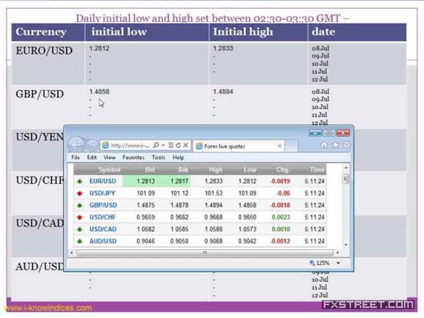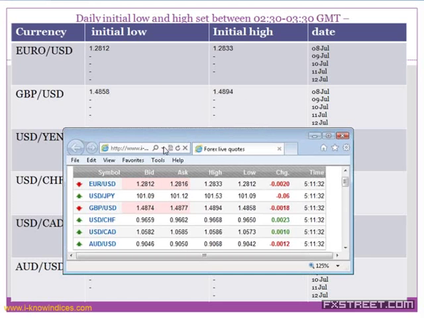And GBP: 1.4458 is the low, which is also not breached. 1.4894 is the high, which is also not breached. So you can find a narrow range consolidation happening in the case of Euro and GBP.